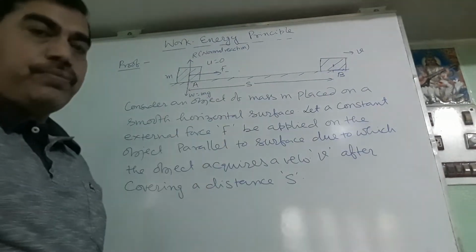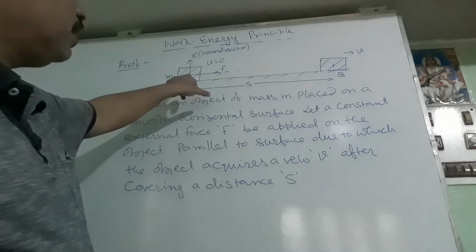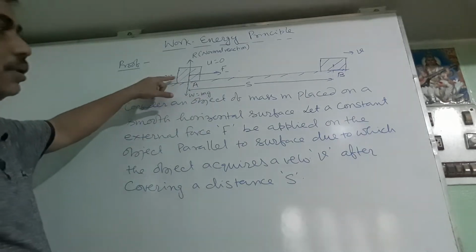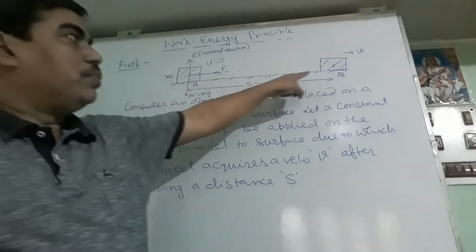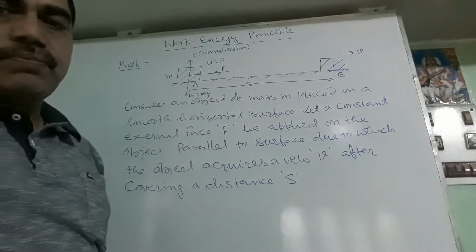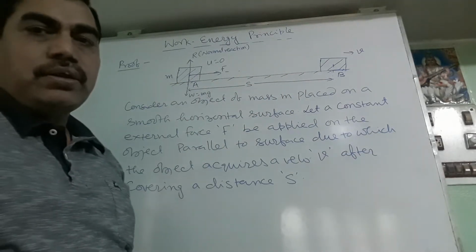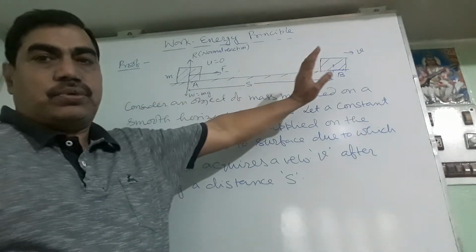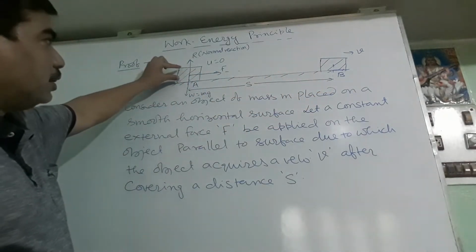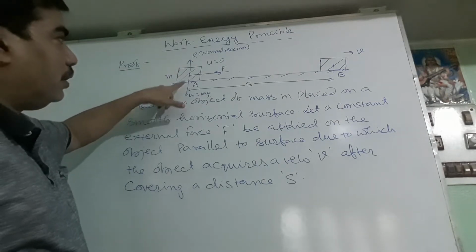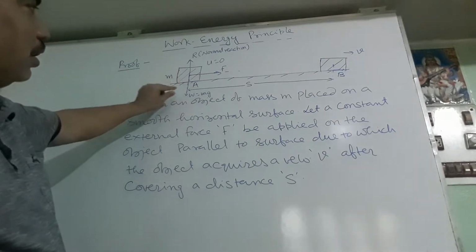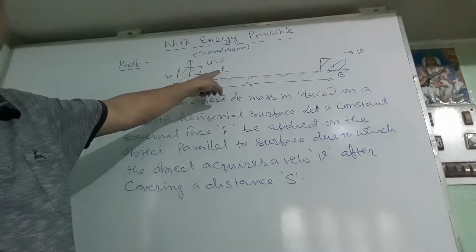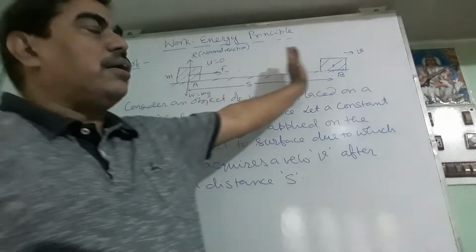So in order to prove it, we are considering this object which is placed on this smooth horizontal surface. Smooth surface means we are not going to consider any friction. So this surface is smooth. The object is placed here. Now when we apply an external force F, the object will start moving.